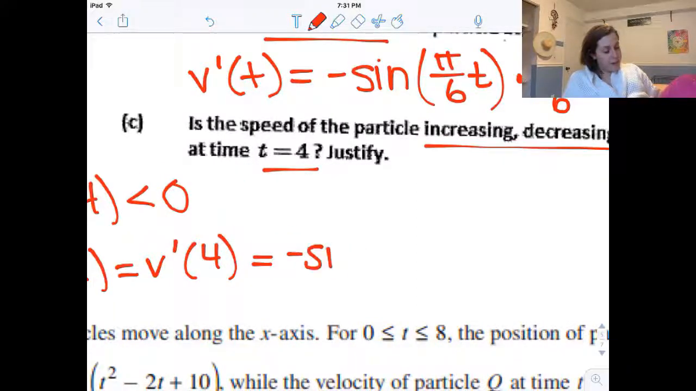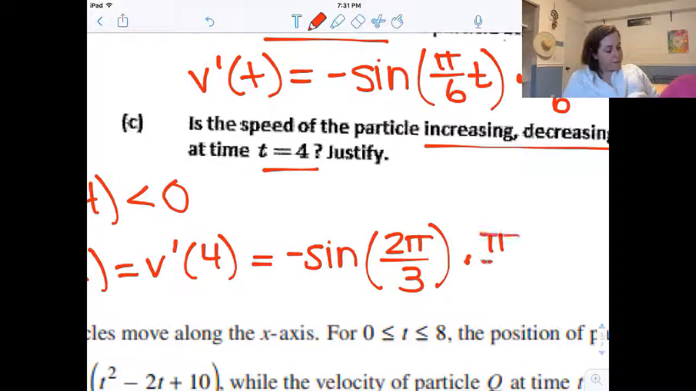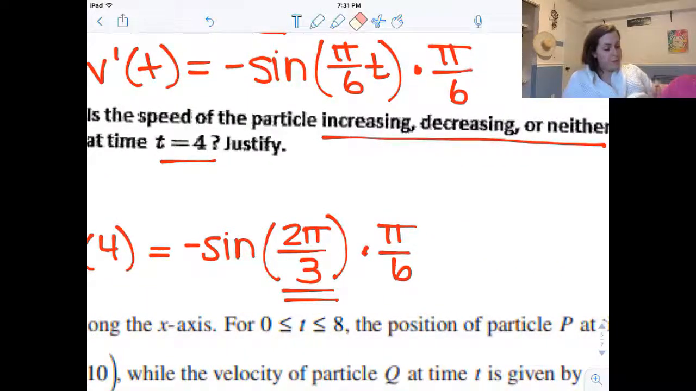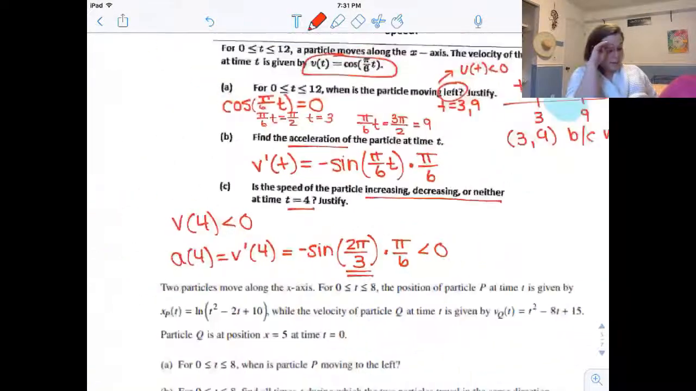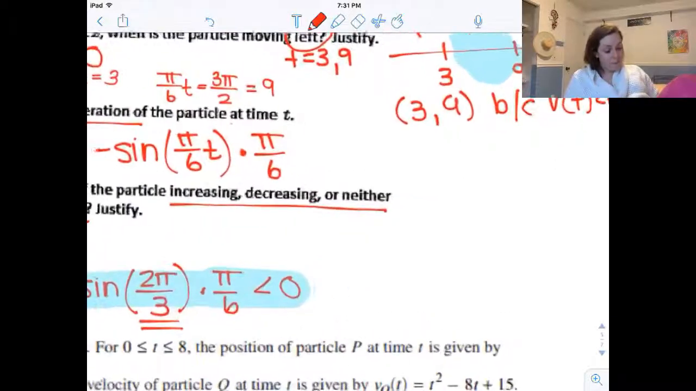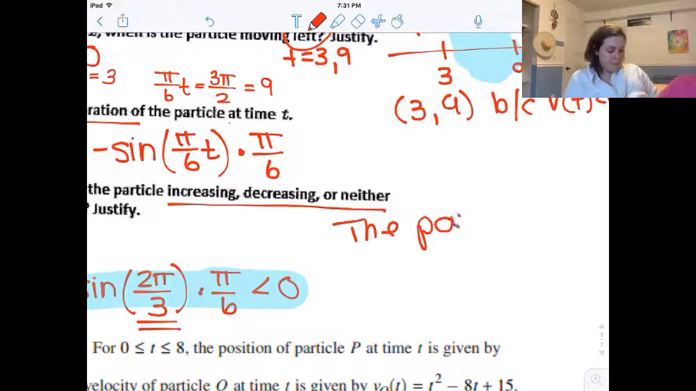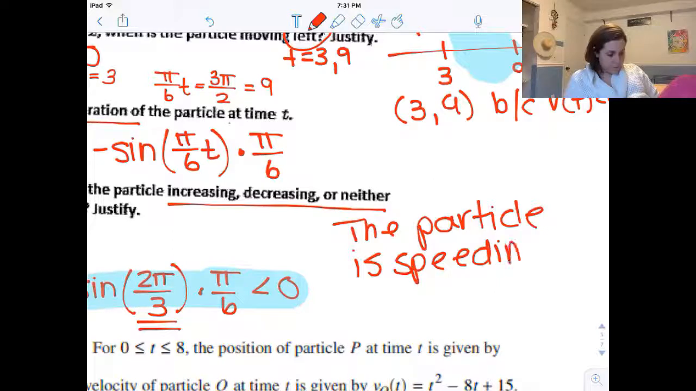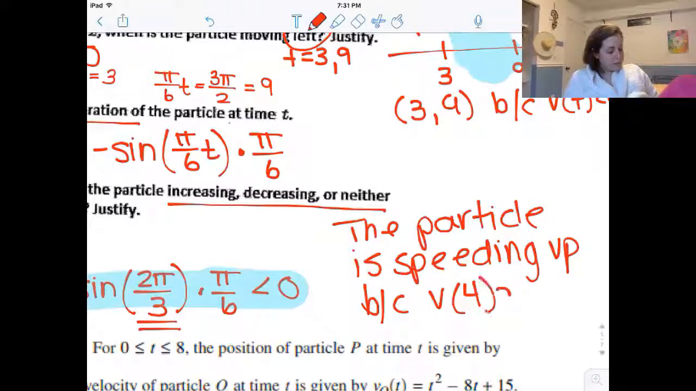equals negative sine of pi over 6 times 4, which is 2 pi over 3, times pi over 6. Sine in the second quadrant is positive, so this comes out to be less than 0. So this is negative. Since I see that my velocity is negative and my acceleration is negative, this would be speeding up. The particle is speeding up, because v of 4 and v prime of 4 have the same sign.